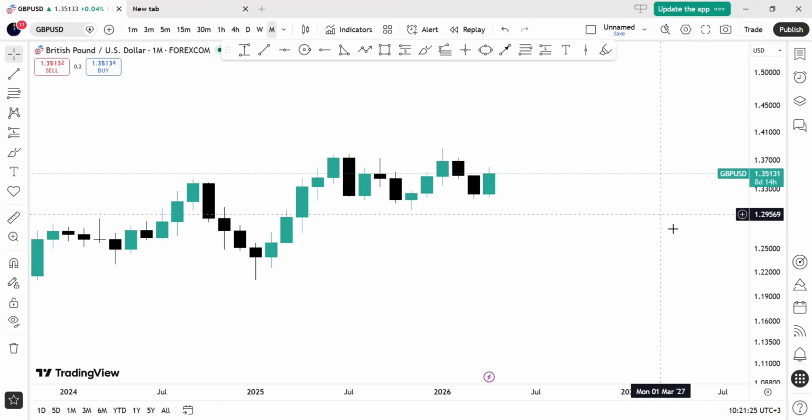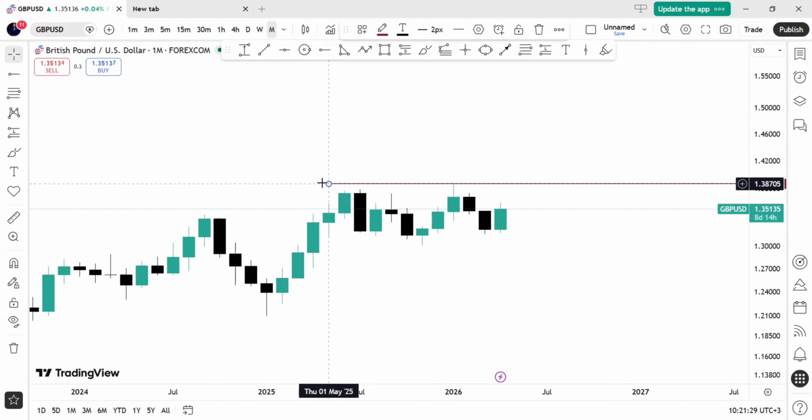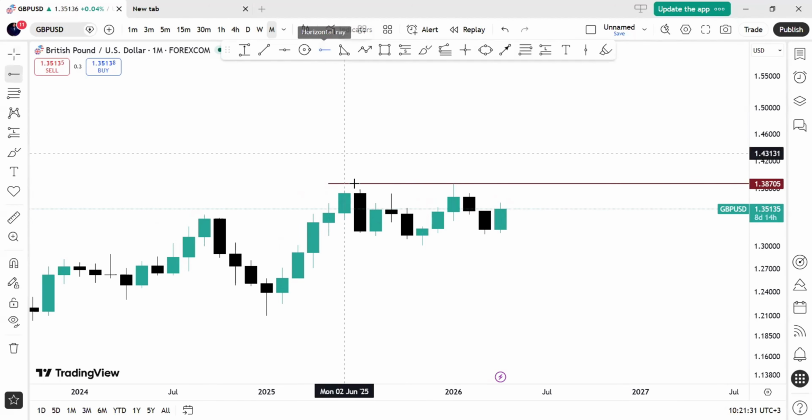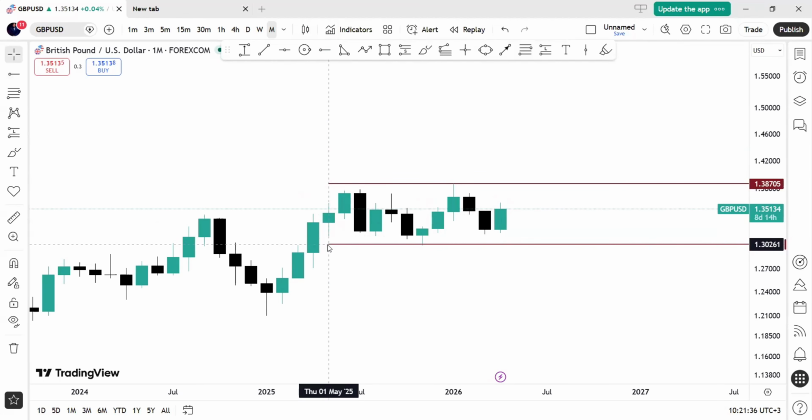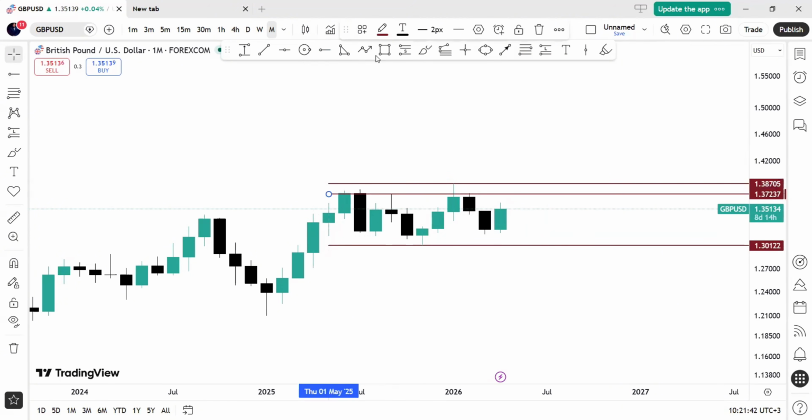And on a monthly time frame, we can all agree to each other that GBPUSD has been ranging between that level and this one here. You see? So in short, we have a consolidating GBPUSD. So this market has been ranging between these levels here and these ones here. So we can just create it as a zone. You see, this is the zone.